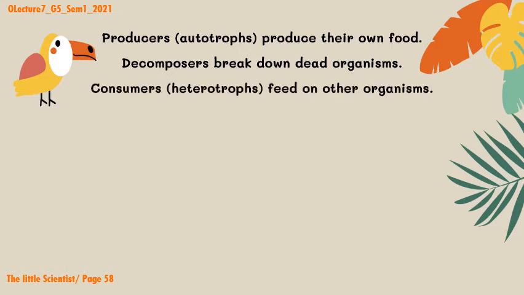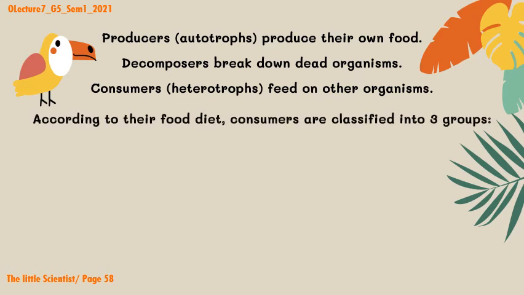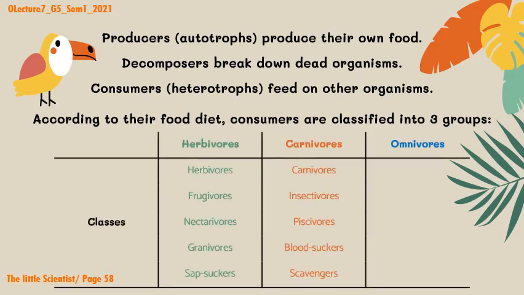Consumers or heterotrophs feed on other organisms. They need to consume their food. According to the food they eat, consumers are classified into 3 groups: herbivores, carnivores, and omnivores.